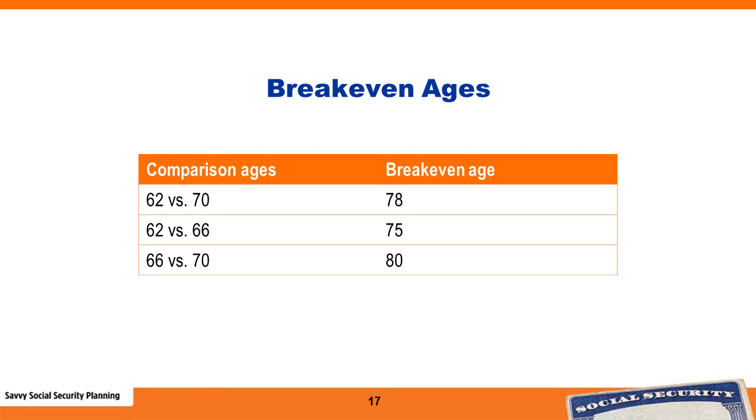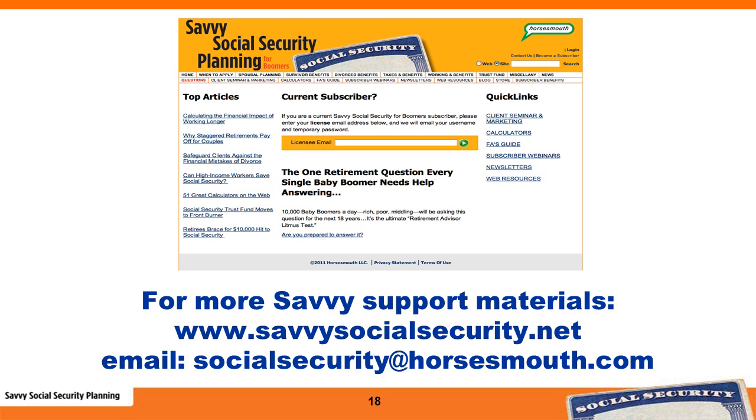What you'll find when you run these scenarios a number of times is that the break-even ages are about the same. If you're comparing 62 to 70, the break-even age is 78. If you're comparing 62 to 66, the break-even age is 75. If you're comparing 66 to 70, the break-even age is 80. So you can use this table as a shortcut and use the simple break-even calculator only if you're working with different ages. The best way to get comfortable with the Savvy Social Security calculators is to use them, practice on yourself, your parents, your colleagues, anyone whose PIA you can get a hold of, and try out different scenarios.